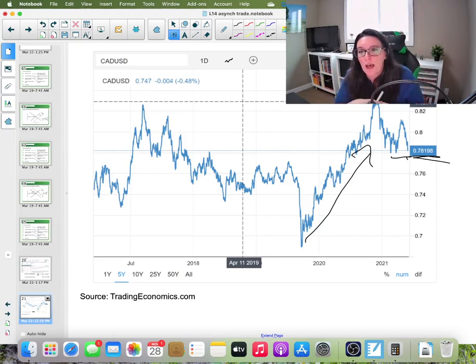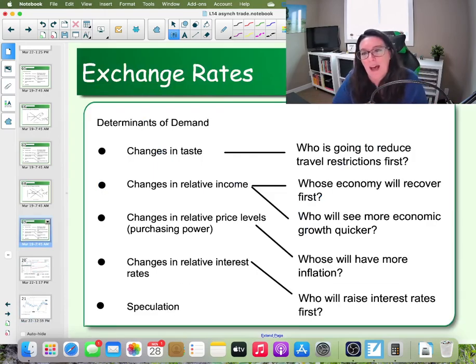We can also look at our managed float in terms of what we expect to happen with the money supply and with interest rates within Canada and within the US, which will also impact that exchange rate. So for example, if the Bank of Canada decides to raise interest rates before the US, we know Americans will want to invest with us. Canadian dollar will appreciate. If the US raises interest rates first, then the Canadian dollar will depreciate.